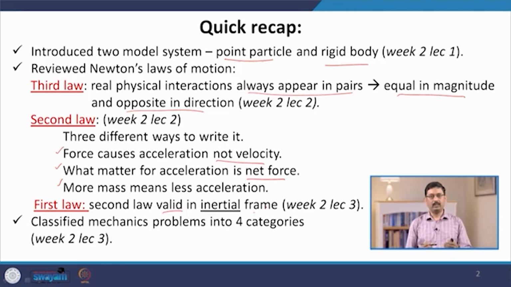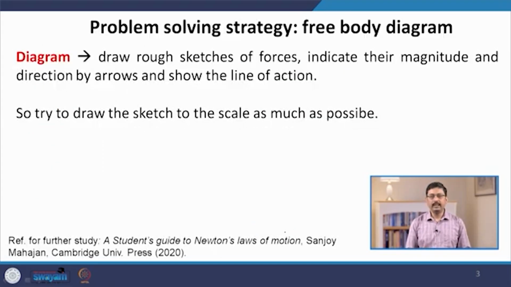Then, continuing with our problem solving point of view, we used these three laws of motion to classify mechanics problems into four different categories. So, now we are gearing up gradually to solve problems, and starting with this lecture we are going to be more hands on and more problem oriented. To do that, we need a general thinking strategy or a method of analysis, and here we introduce a very powerful tool which is going to be our friend for the rest of the course.